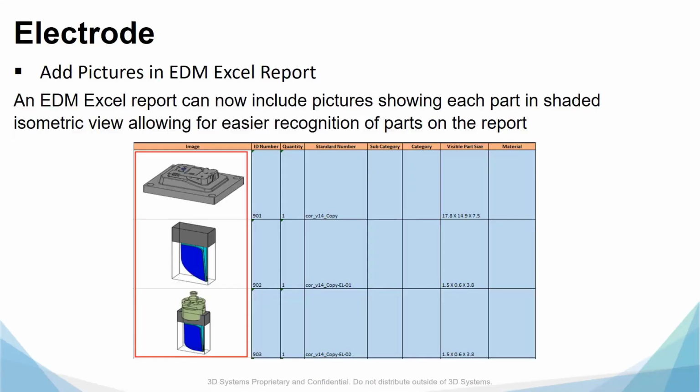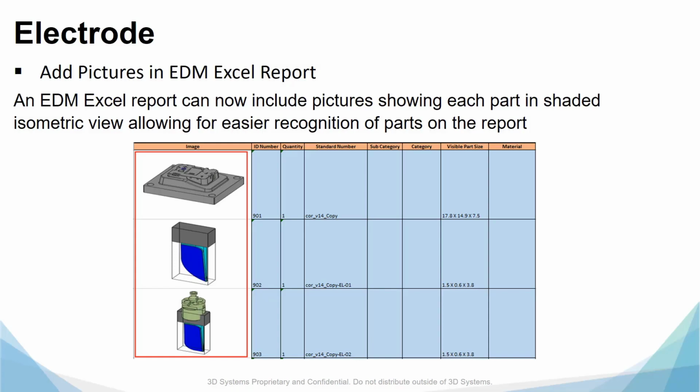Add pictures in EDM Excel report. An EDM Excel report can now include pictures showing each part in shaded isometric view, allowing for easier recognition of parts on the report. Now, an appropriate template including the picture should be used for this option to be available.